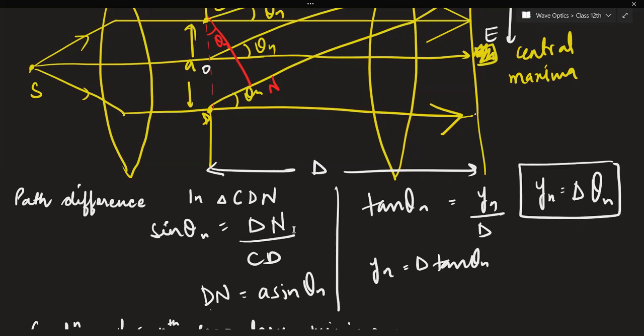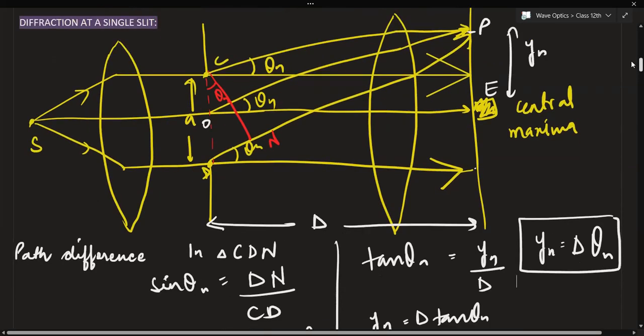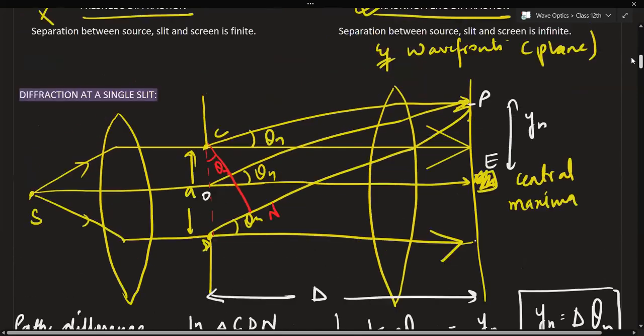Now using this, we'll write down the rest of the conditions, note it down. From here, we'll be writing the rest of the conditions. First, make this figure.